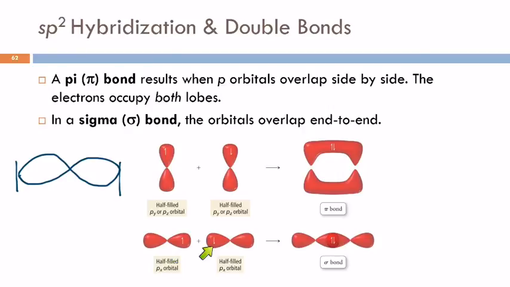End to end is a little easier to understand. So this half-filled p orbital and that half-filled p orbital overlapped, and this is what's called a sigma bond. It's symmetrical. Okay, so S, sigma, for symmetrical. This is symmetrical about this axis, and the pi bond is perpendicular to the bond axis.